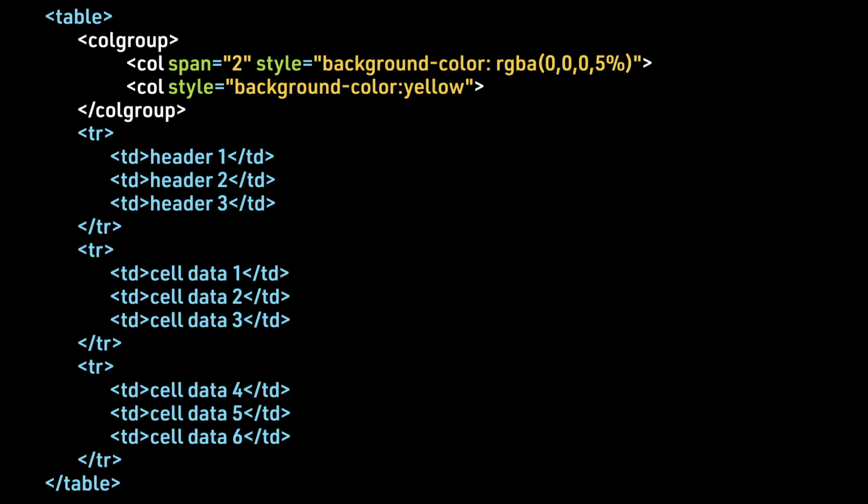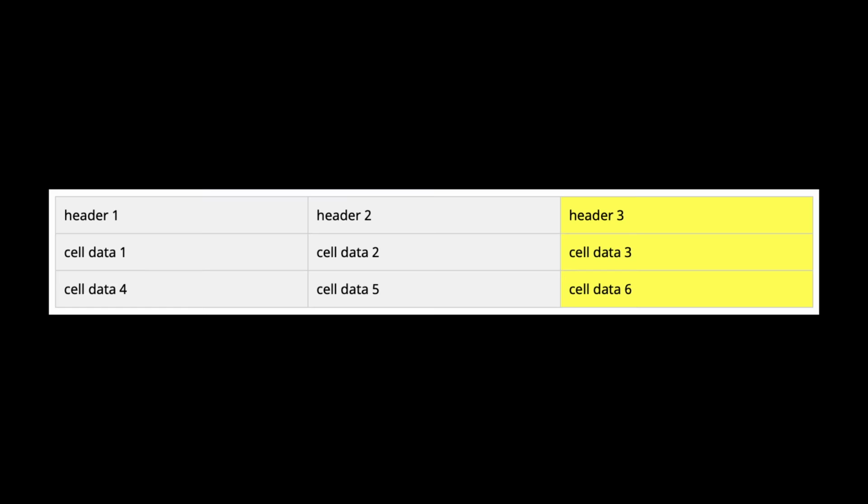You see the column group added right at the top. We have two column elements, not three, even though there are three columns, because one of our column elements has a span attribute to encompass two columns. Both column elements have style embedded in the HTML. The first two columns have a light gray background color, and the final column has a yellow background color. It will display like this.